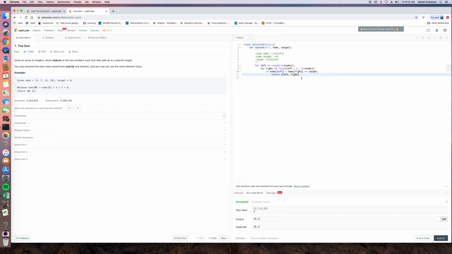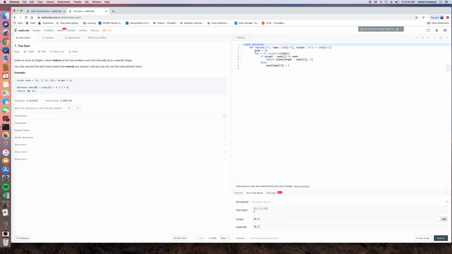It's straightforward. Let's analyze the time complexity. Obviously this time complexity is O(n squared) because we have two nested for loops here. So can we do better? The answer is of course yes.